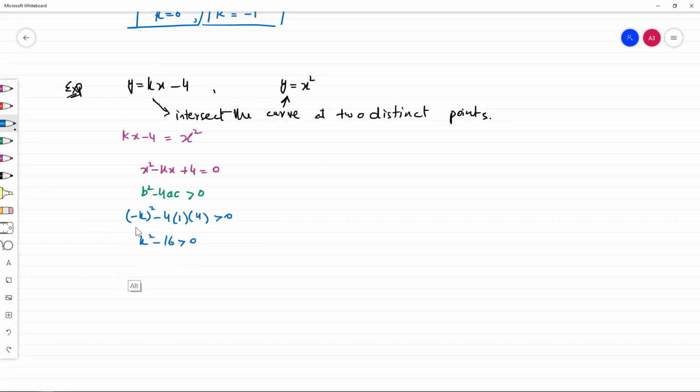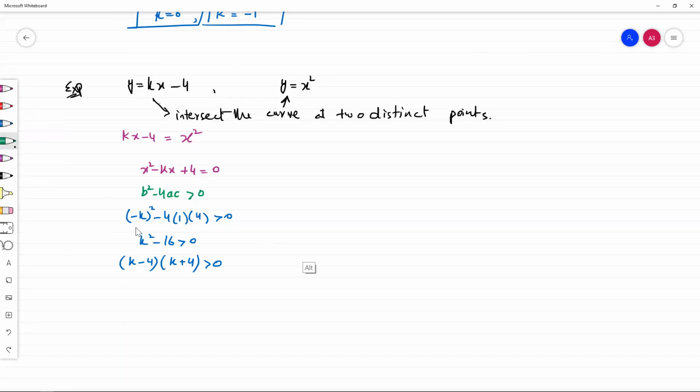Now it is a quadratic inequality, so you should know how to solve a quadratic inequality. (k minus 4)(k plus 4). There are two methods to solve a quadratic inequality. One is by sketching the graph and the other one is by showing on number lines. So we have two solutions.